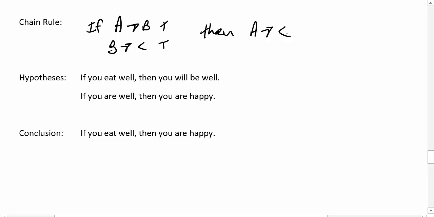Okay, so here we go. If you eat well, then you will be well. There's our B. If you are well, then you are happy. There's our C. Can we conclude that if you eat well, then you're happy? Yeah, and the way we can conclude that again is through the chain rule. I know we want to say common sense, but we're applying the chain rule of logic.